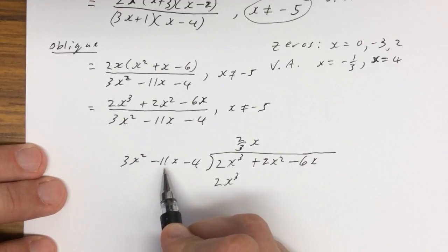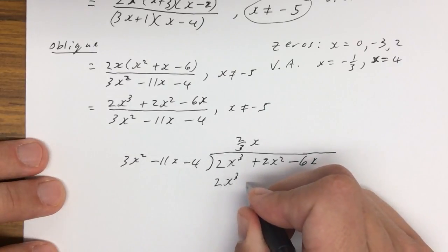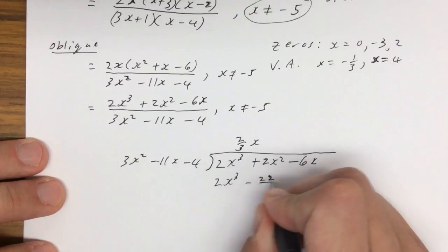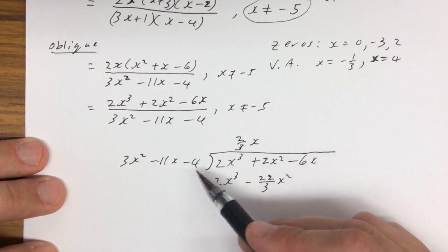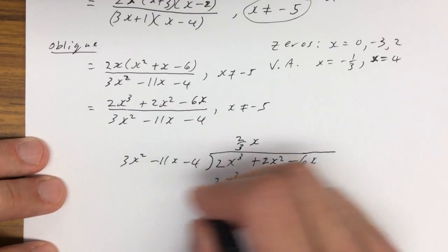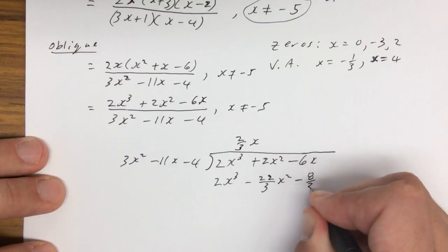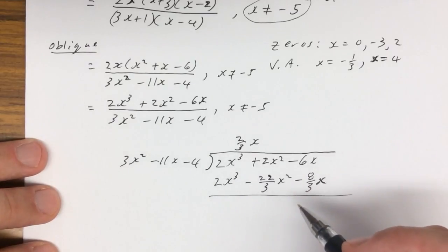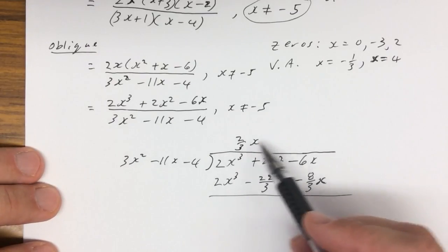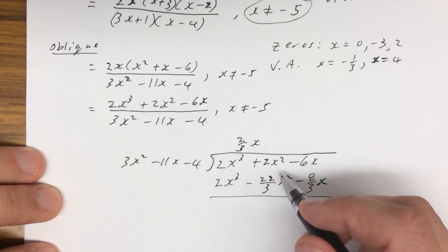Now I got to do it to the rest of this. So 2/3 times 11 is going to be 22/3, so minus 22 over 3x squared. And then 2/3 times 4 is going to be negative 8/3 x. Okay, so you subtract this. So far, we're almost there. We just have to get one more term here to get the linear. We know the slope is going to be 2/3. Subtract that, you get 0 here.